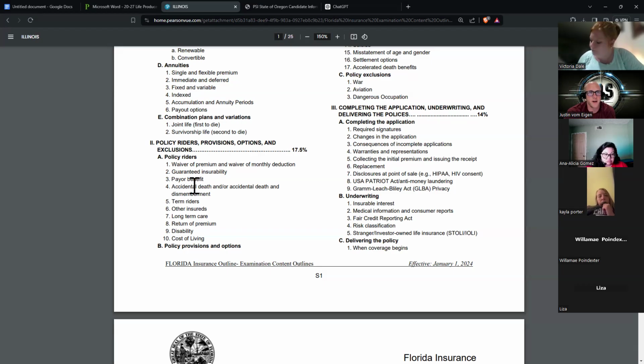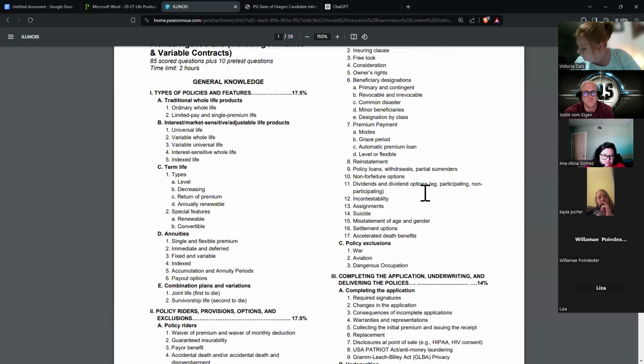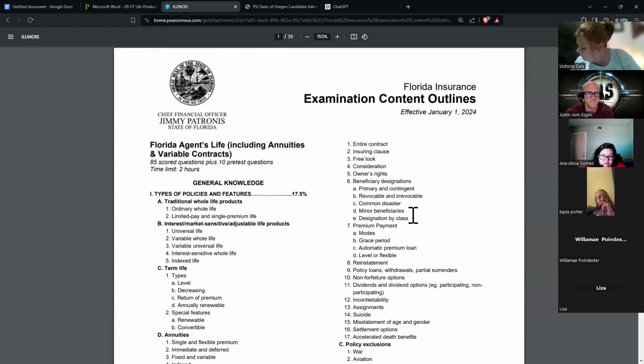The cost of living rider. Okay, next one, cost of living rider. All that means is your death benefit will increase to match the consumer price index, or inflation. Because if you get a $1 million policy now, in 20 years, $1 million isn't going to have the same impact. That's how they say it'll adjust for inflation over time. It's a cost of living rider.